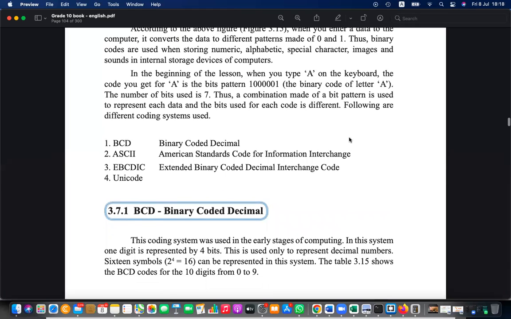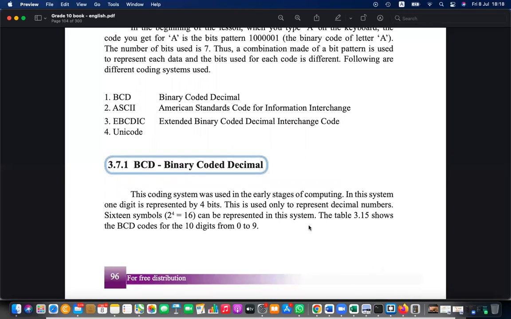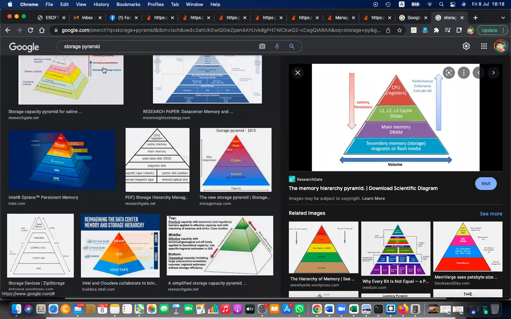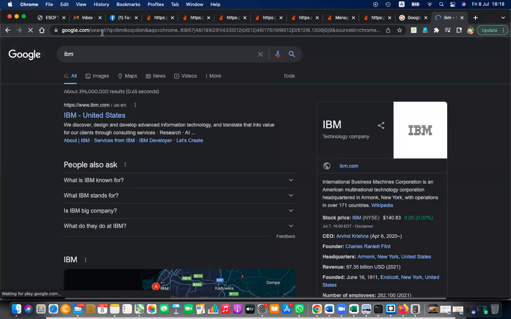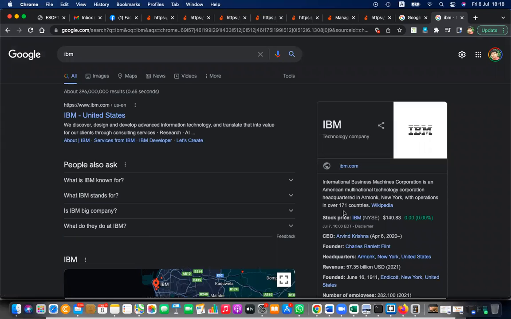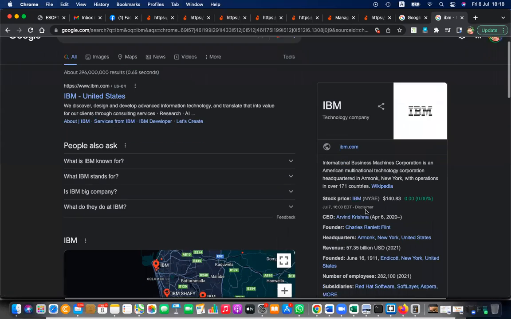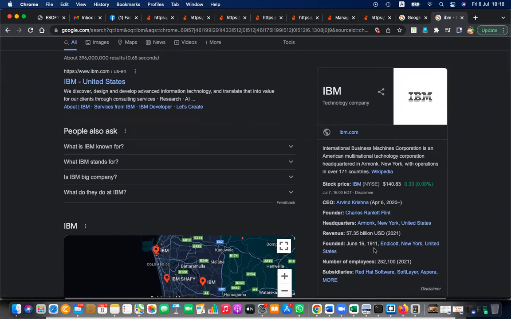To represent characters, there are a few methods. BCD, ASCII, EBCDIC, and Unicode are some examples. BCD was used in old IBM computers. IBM is International Business Machines, a very old company. It is an American multinational company operating in over 171 countries, a very large one, founded in 1911. So it is more than 100 years ago, right? 1911.